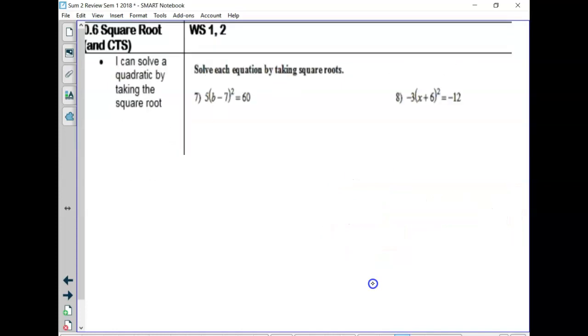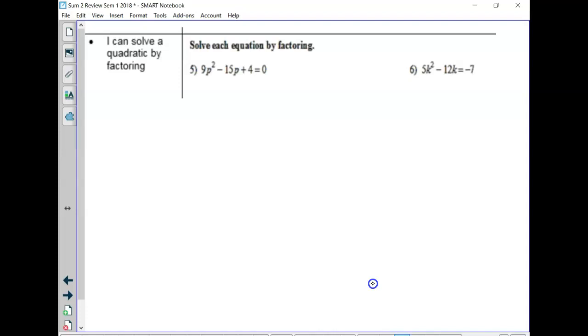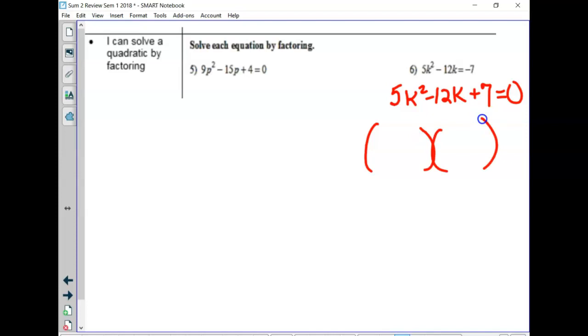What else? You want to do one of these solve by factoring? What would you have to do first on 6? Yeah, it's got to equal 0. So we're adding 7. Be careful. Now, I think we're in pretty good shape because 5 and 7 are both prime numbers, right? So the only way to get 5k squared is to have 5k times 1k. And the only way to get 7 is 7 times 1.